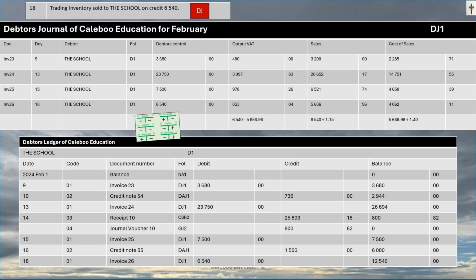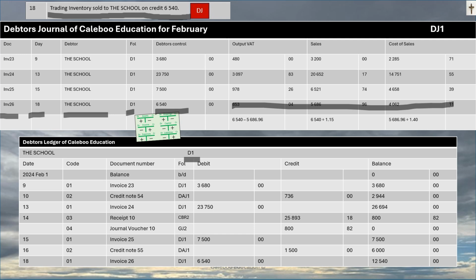On the 18th, trading inventory was sold to the school on credit. Nice and easy. If we make a credit sale, it gets recorded in the debtor's journal. There's the document, the day. What is the name of the debtor? It's the school. What's the debtor's folio reference? D1, debtor number 1, our first institution with an account with us. There's the amount, 6540. Not interested in these calculations right now.